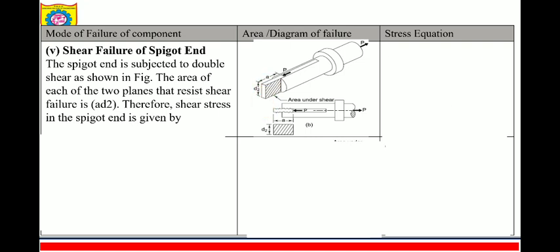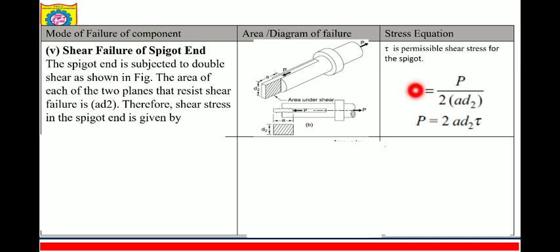Okay, so here we are getting shear stress tau is equal to P upon twice a d2. So why is it twice a d2? Because this cross section area will also be on the back side, so that becomes P upon twice a d2. So P is equal to 2 a d2 into tau, where tau is the permissible shear stress for the spigot.